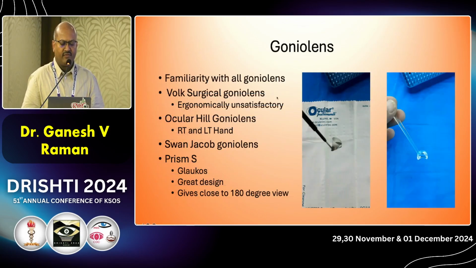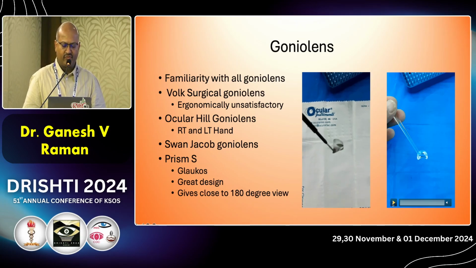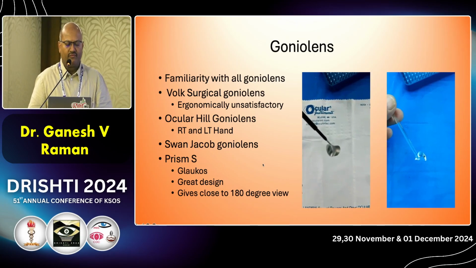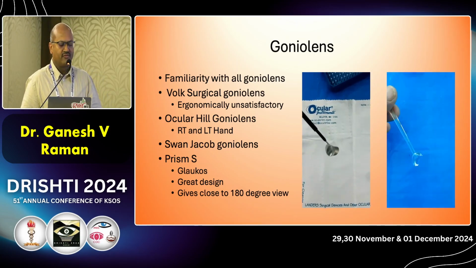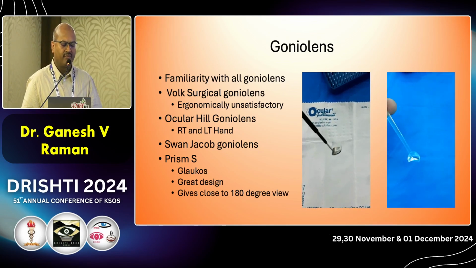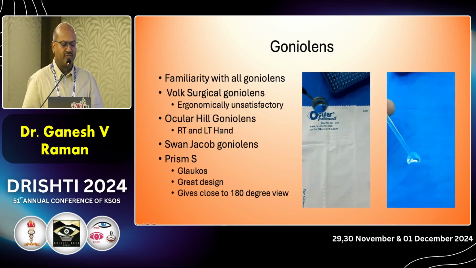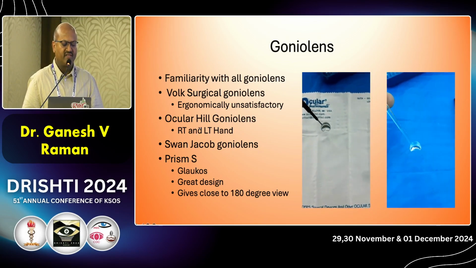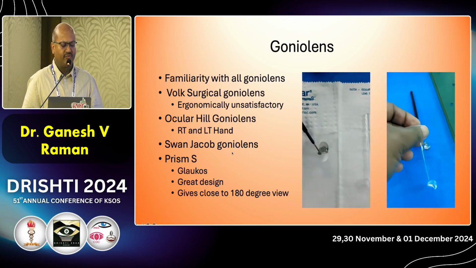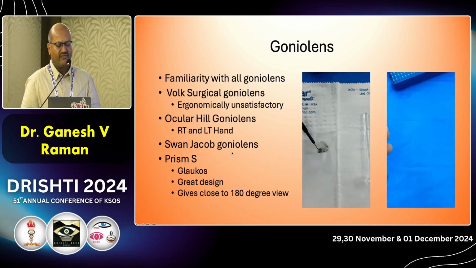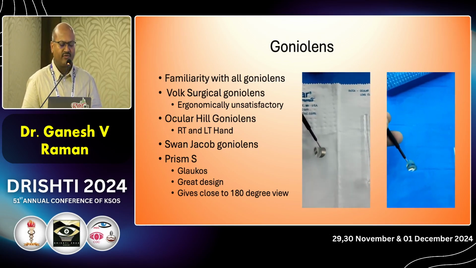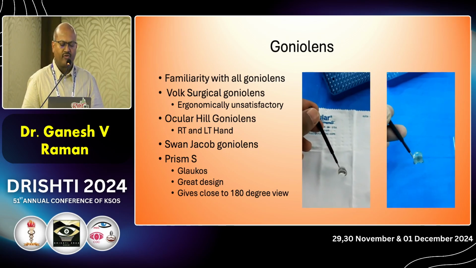And the most important thing is intraoperative gonioscopy. For that, you have to be familiar with the gonio lenses. There are numerous gonio lenses. The Vogue was the one which came out with surgical gonio lenses initially, that we're familiar with. But outside, you used to get the Ocular Hill gonio lens and then Swan Jacob also. The Ocular company sells both the Hill gonio lens and the Swan Jacob. You could get any of them. They cost about 50,000 rupees each, and it takes about a month for you to procure it.